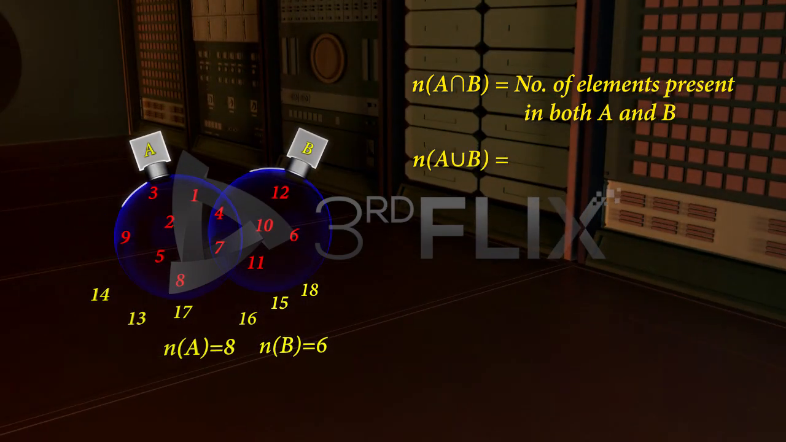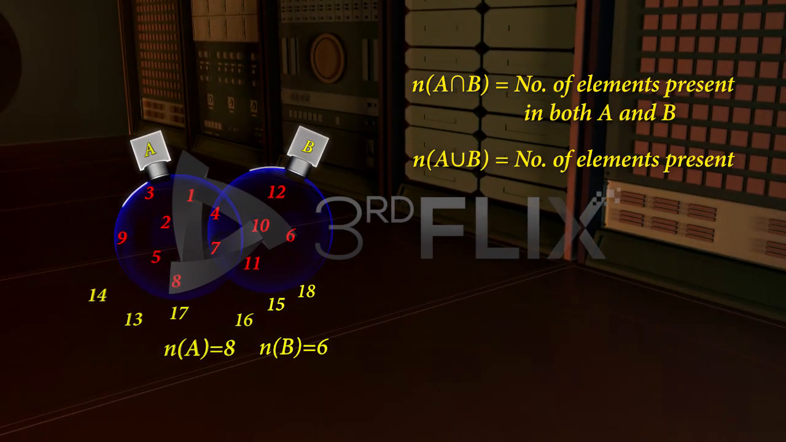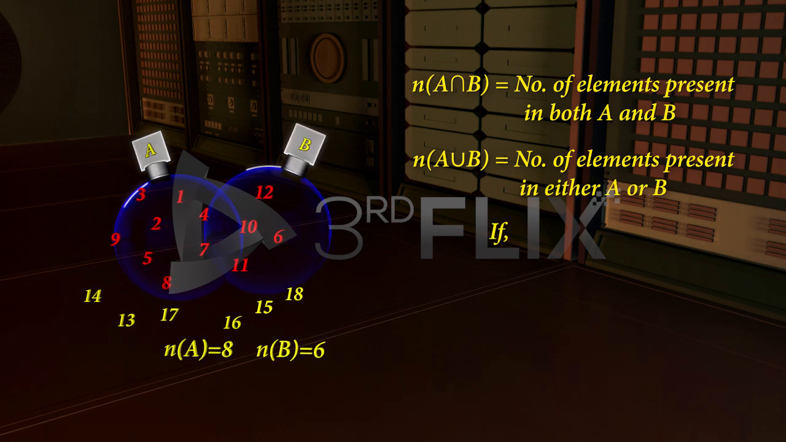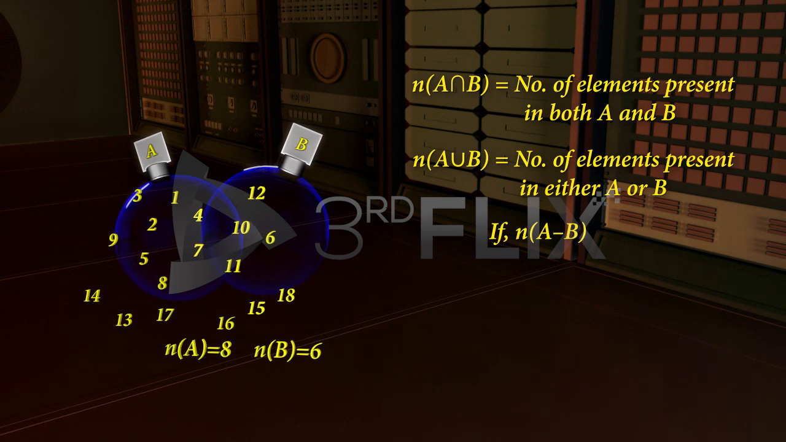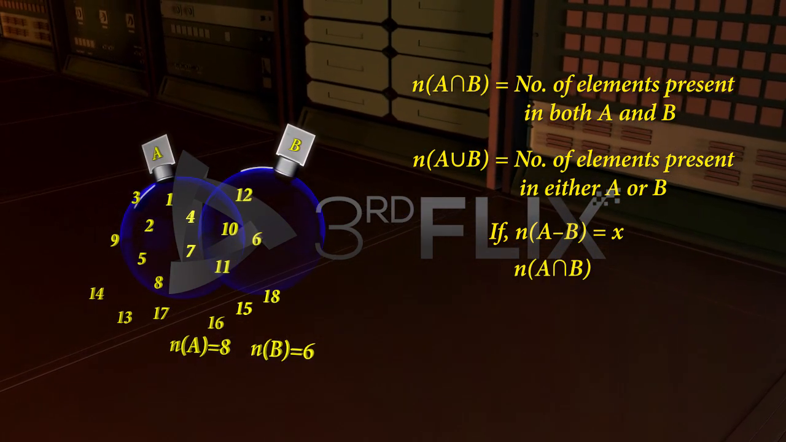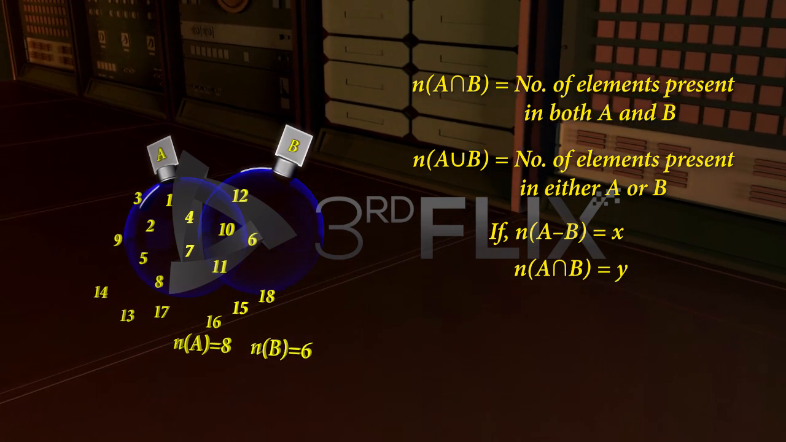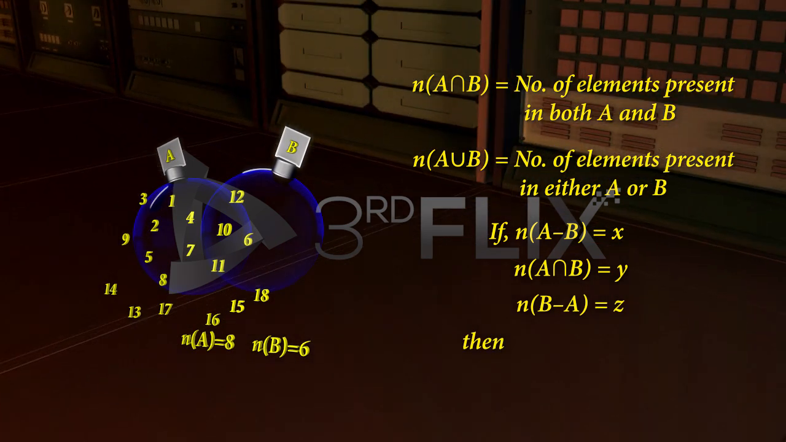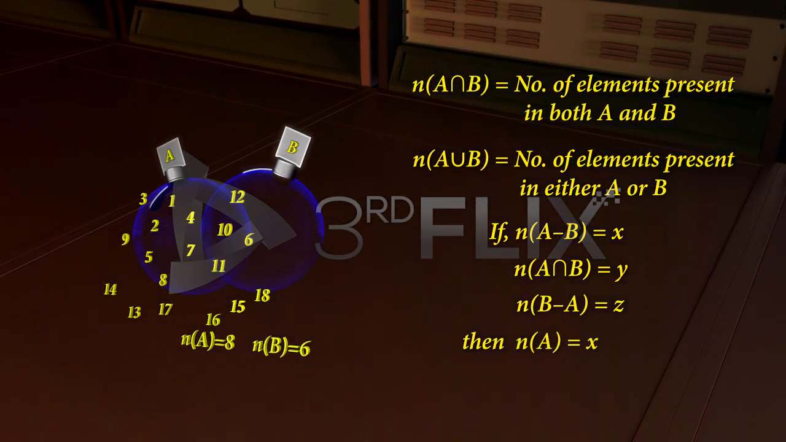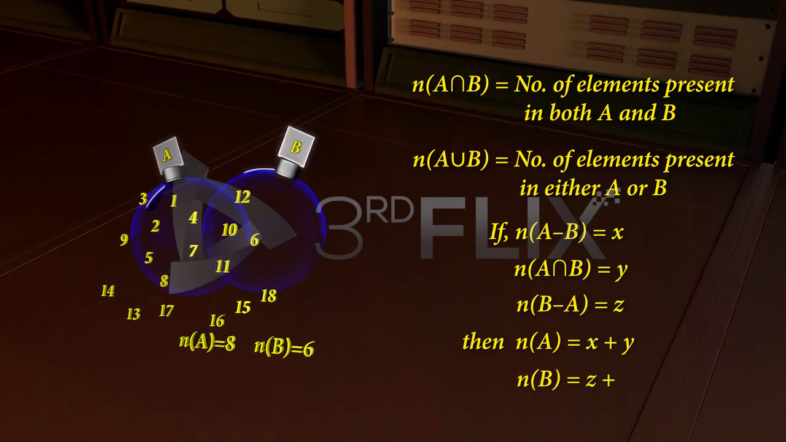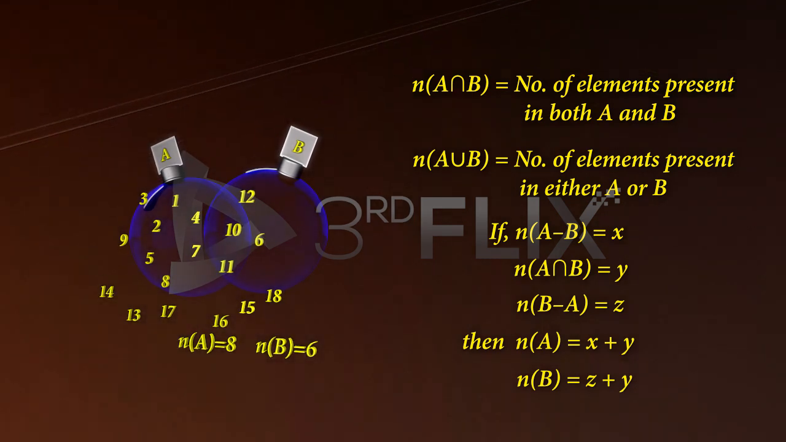n(A union B) equals the number of elements present in either A or B. If n(A minus B) equals x, n(A intersection B) equals y, and n(B minus A) equals z, then n(A) equals x plus y, and n(B) equals z plus y.